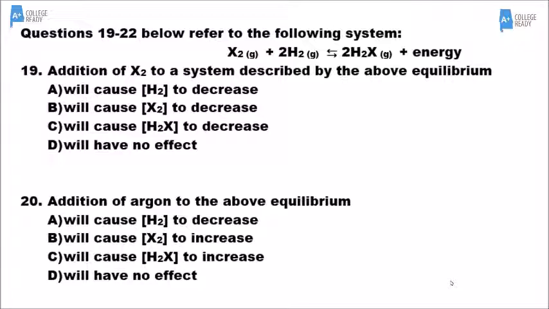So it's possible that at equilibrium, the X2 is actually larger than it was before. Number 20 is a classic question about what happens if you add an inert gas. If you add argon to the above equilibrium, it will cause no change whatsoever in equilibrium, so it will have no effect.